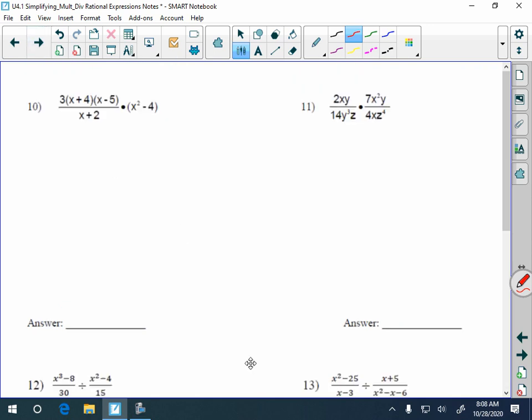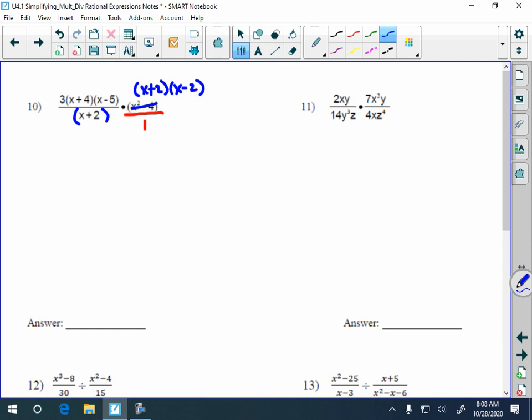All right, number 10. So almost all of it's already factored. The x squared minus 4, I'm going to write that as a fraction. I can put it over 1. And then factor it. It's a difference of squares. So it's x plus 2, x minus 2.